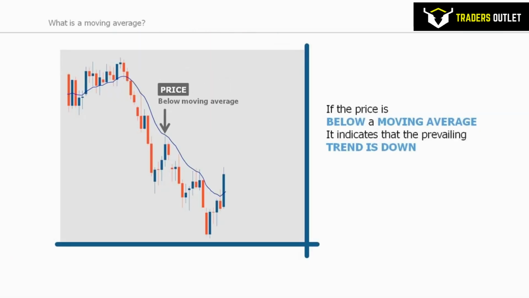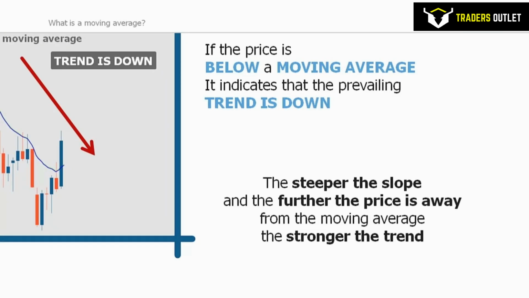If the price is below the moving average and the slope of the moving average is pointing down, the prevailing trend is down. The steeper the slope and the further the price is away from the moving average, the stronger the trend.